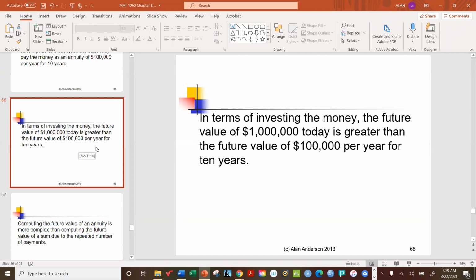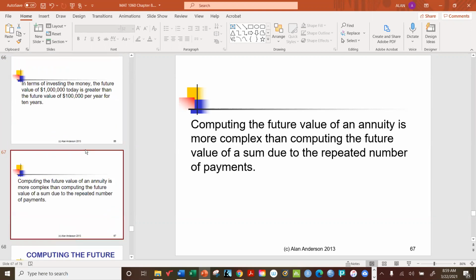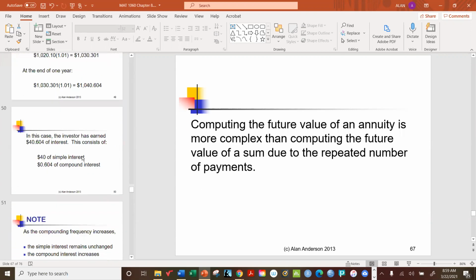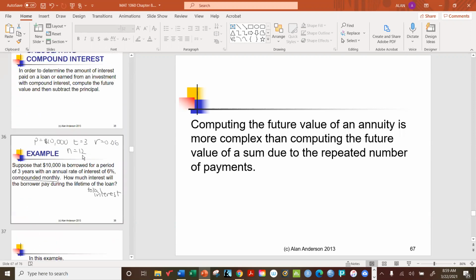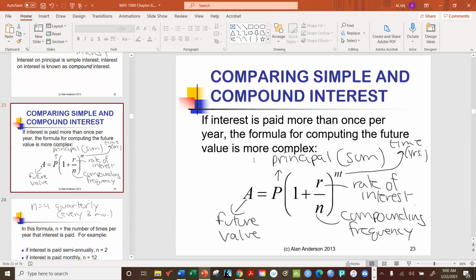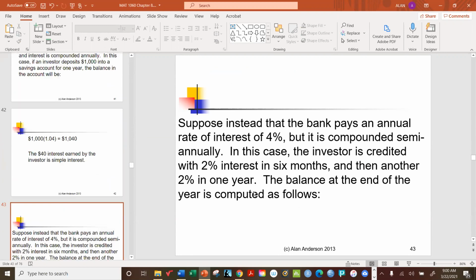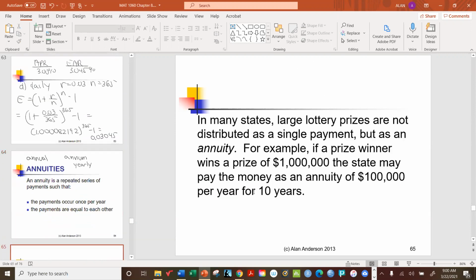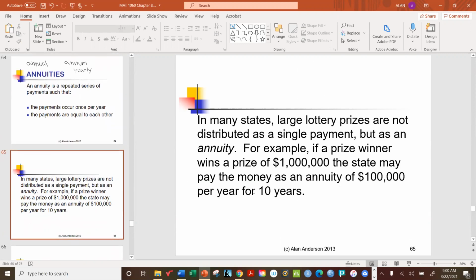But right here, it's clear that the $1 million today would be worth more than 100,000 per year for 10 years. Now, how do we know this? We're going to find out by introducing another formula, which is not terribly different than the one we've been looking at. Let's go back and get this one. Actually, I want to have it here available so I can show you. When I introduce the new formula, we want to be able to see how the new one is different. So we're about to introduce a formula that lets us calculate the future value of an annuity.